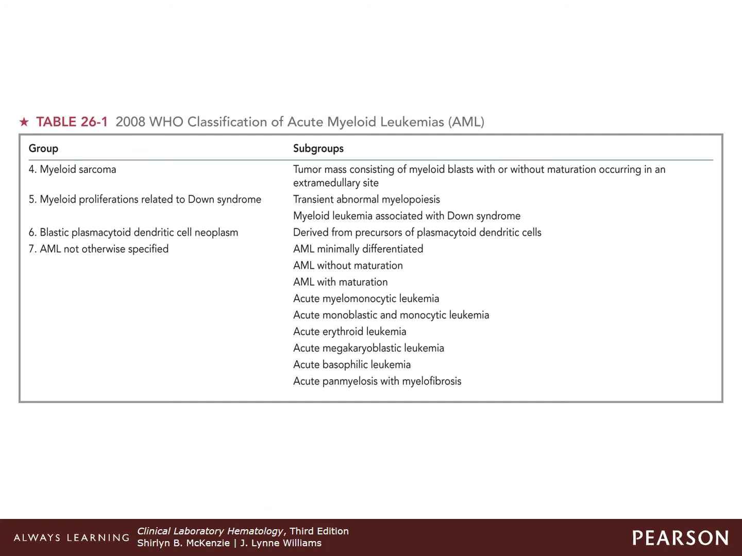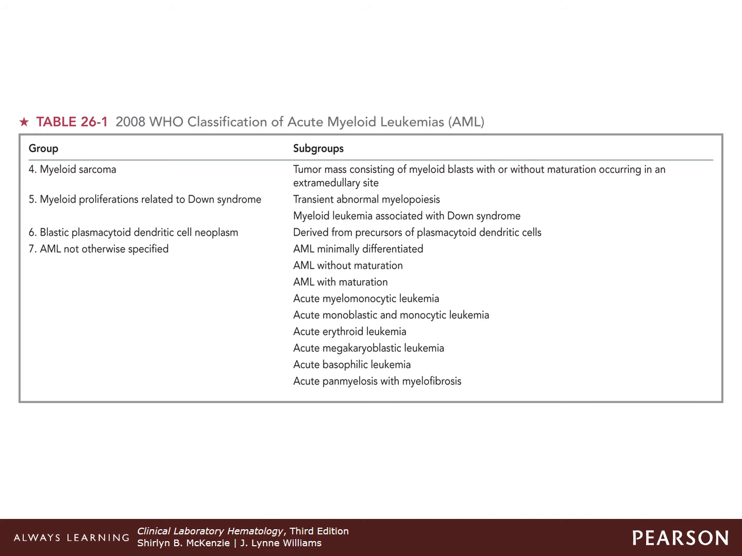Now, AML without maturation is characterized by a high percent of bone marrow blasts without any evidence of maturation to more of the mature neutrophils. It can occur at any age and accounts for 5 to 10% of cases, but mostly in adults. They can present with bone marrow failure and a leukocytosis.